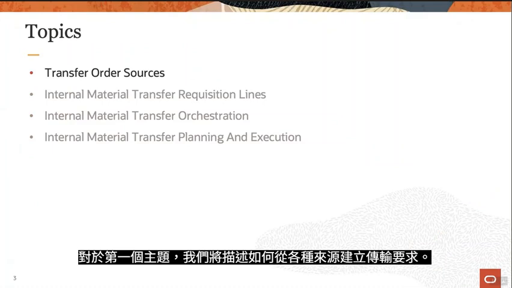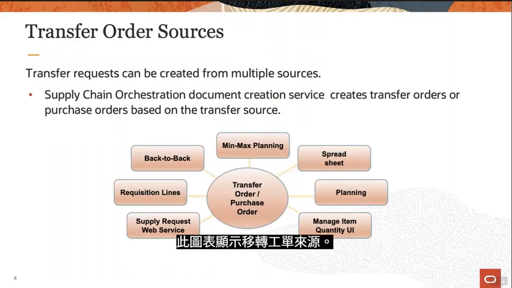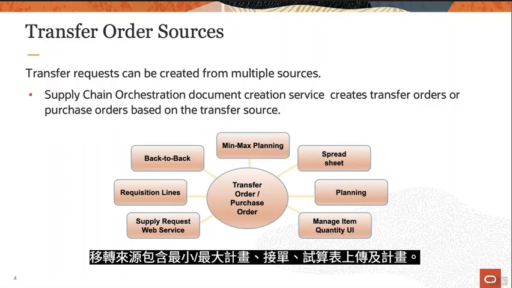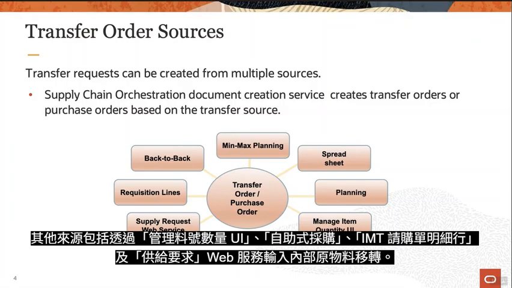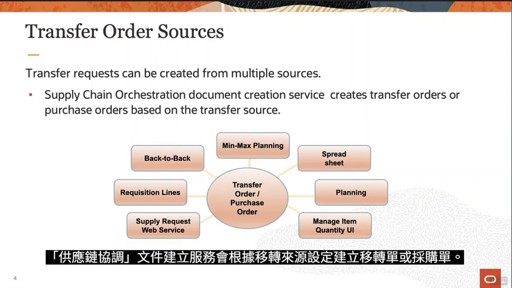For our first topic, we'll describe how to create transfer requests from various sources. This diagram shows the transfer order sources. Transfer requests can be created from multiple sources. Transfer sources include min-max planning, back-to-back, spreadsheet upload, and planning. Other sources include entry of internal material transfers via the Manage Item Quantity UI, self-service procurement, IMT requisition lines, and supply request web service. A transfer order or purchase order can be created based on document generation rules. Supply chain orchestration document creation service creates transfer orders or purchase orders based on the transfer source setup.